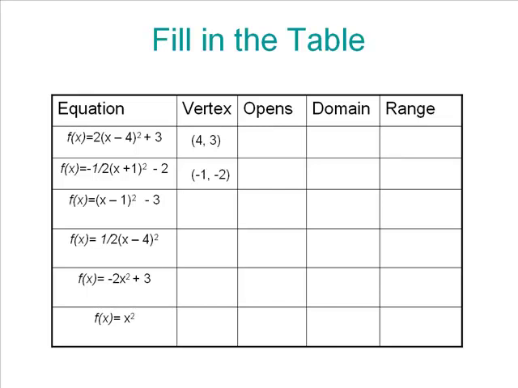And our next one, the vertex is going to be at (-1, -2). The next one, the vertex is (1, -3). And this next one, the vertex is at (4, 0). Now notice we don't have a plus or minus a number on the outside of the quantity squared. So the assumption here is that the vertex is going to be at (4, 0).